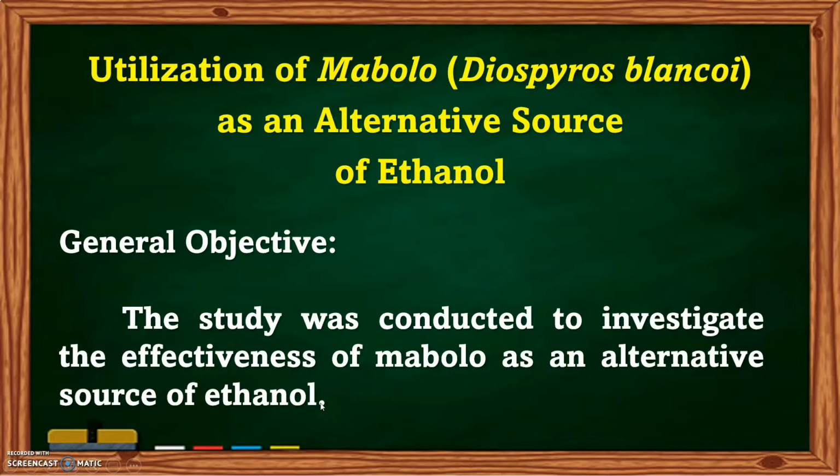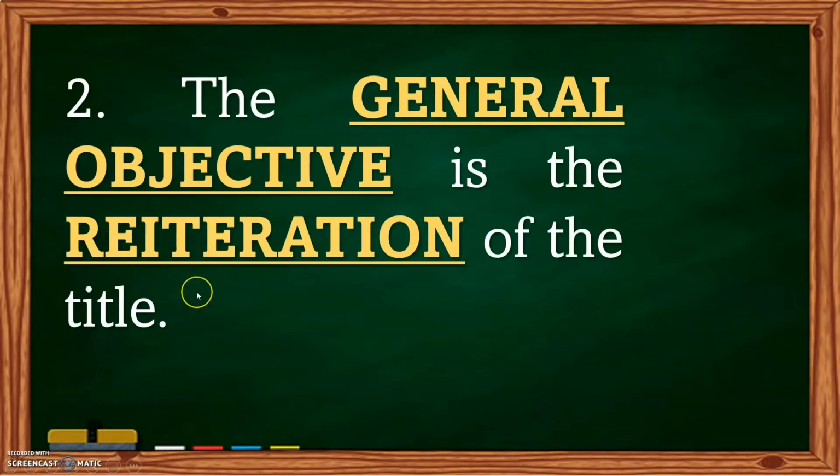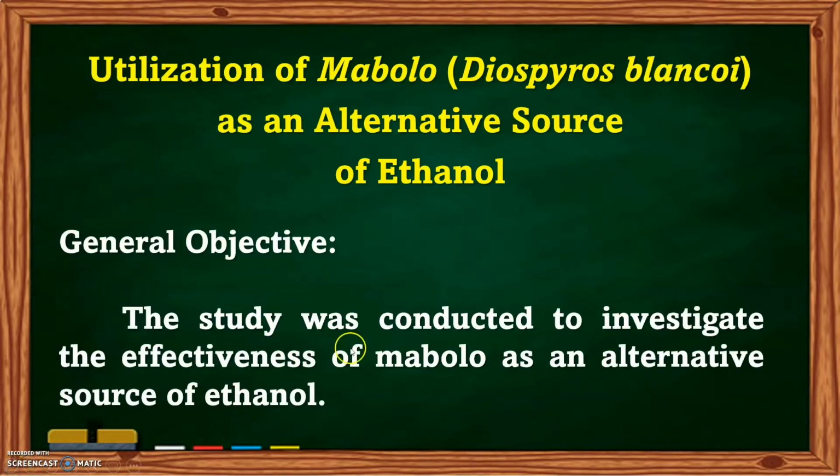Okay, what have you noticed? Anong na-notice nyo dun sa title, which is utilization of mabolo as an alternative source of ethanol, and the objective? Di ba parang inulit lang? Parang ginawan lang natin ng some changes sa words, pero yun din yung tinutumbok. Okay, sa title, kita na agad natin na gagamit sila ng mabolo as an alternative source of ethanol. Ngayon, ang general objective nila, the study was conducted to investigate the effectiveness of mabolo as an alternative source of ethanol. Okay, so ibig sabihin, number 2 guideline is the general objective is the reiteration of the title. Kumbaga parang inulit lang natin yung mismong title. Doon sa title, nandun din yung mismong general objective natin.